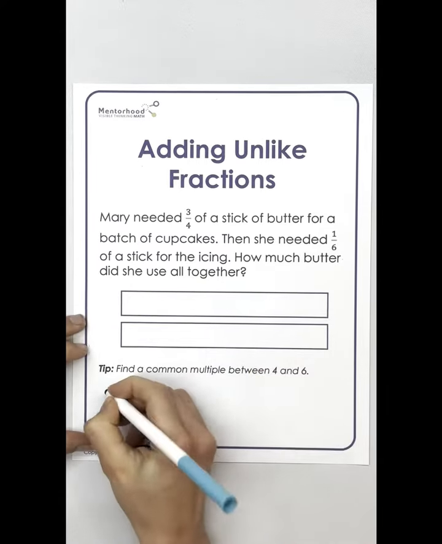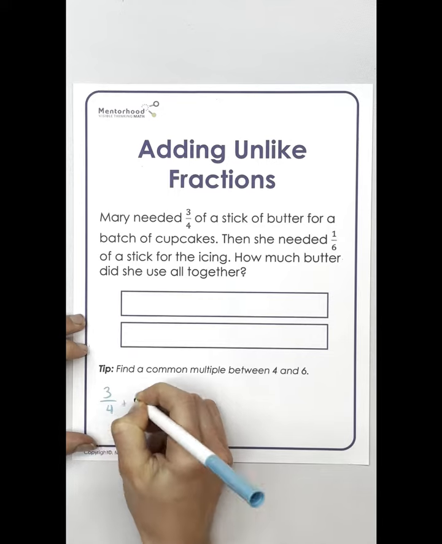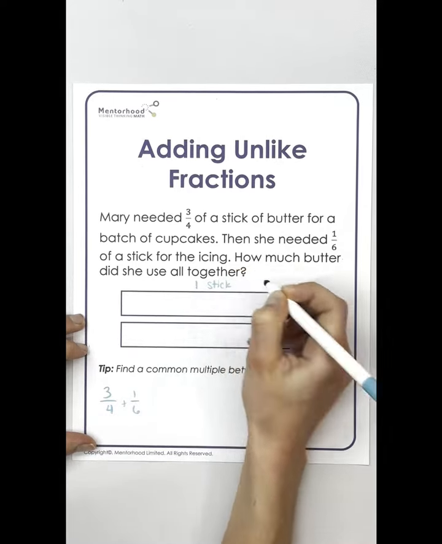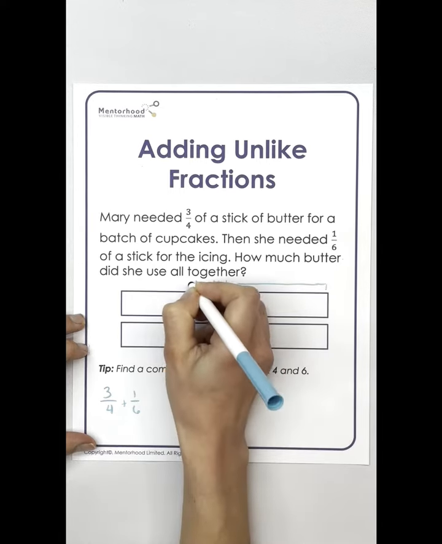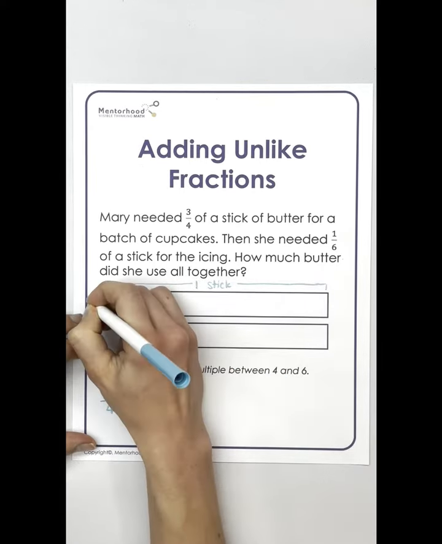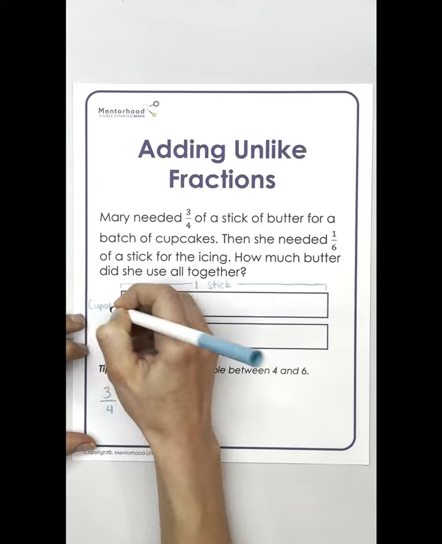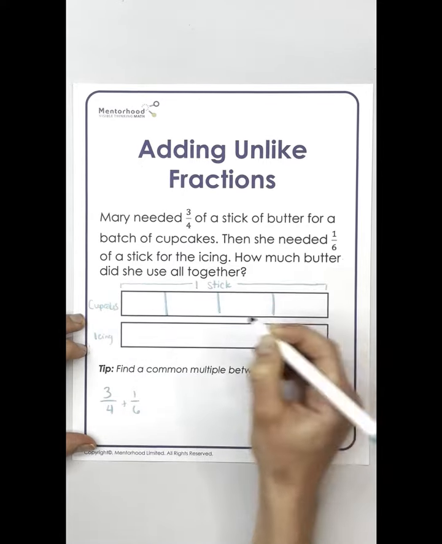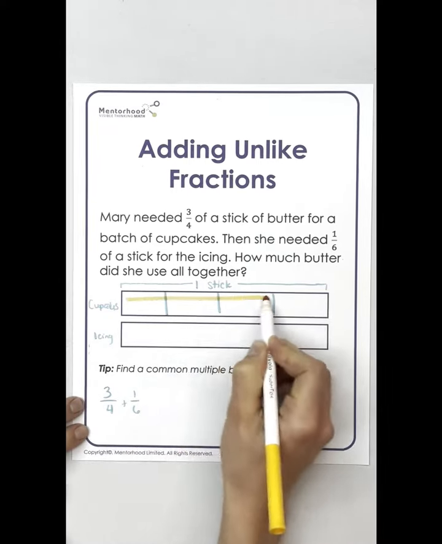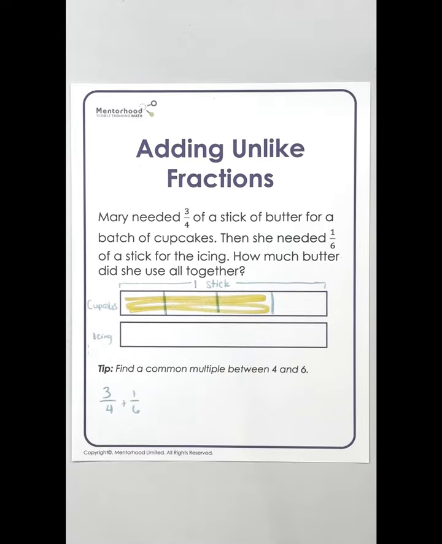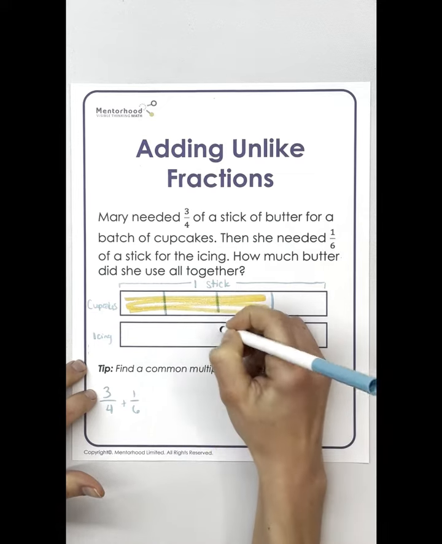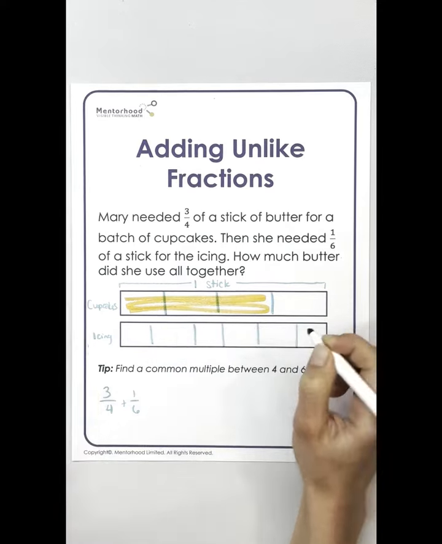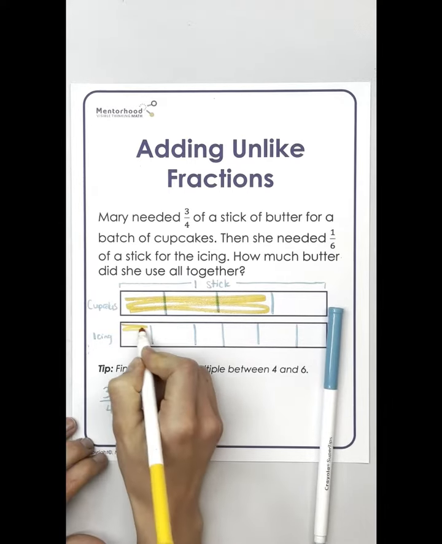Okay, so what we have to do is add 3/4 plus 1/6, right? So this is 1 stick, this whole thing. Both bars represent 1 stick of butter. So this is for the cupcakes and for the icing. She needed 3/4 of a stick, so all the way to here for the cupcakes. Then she needed 1/6, so we're going to take this and split it into 6, so that would be 3, and that would be another 3, and she needed 1/6 for the icing.